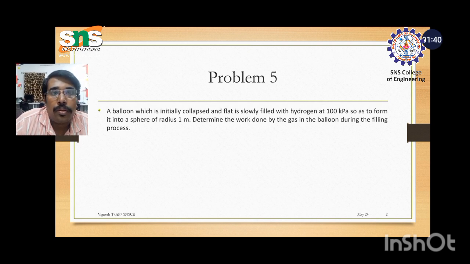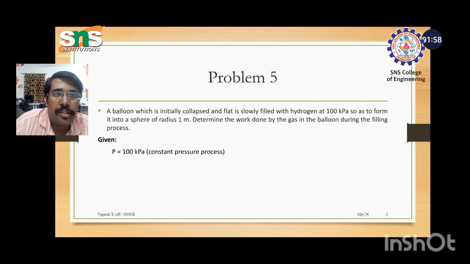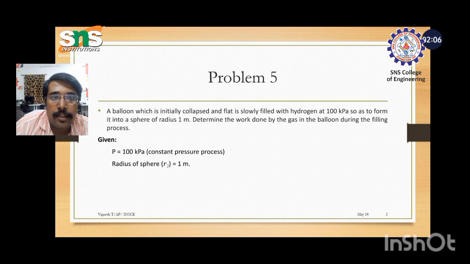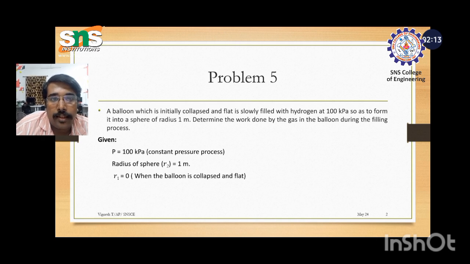For the radius changing from 0 meter to 1 meter, the volume has changed. Here you have to find the work done in this process. The pressure is 100 kilopascal. It is a constant pressure process because throughout the scenario the pressure has been kept constant. The radius of the sphere at the end of the filling process is 1 meter, and initially it is 0. Then you have to find the work done.